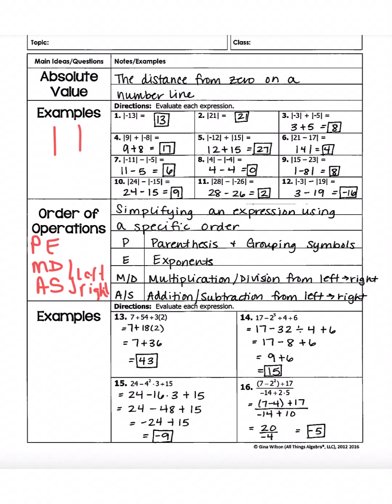Number 15. I'm going to do 24 minus 4 to the 2nd power times 3 plus 15. I see an exponent, which 4 to the 2nd power means 4 times 4, which is 16. Now I have subtraction, multiplication, and addition. So I'm going to multiply. 16 times 3 is 48, and it's negative. Then I have subtracting and adding. I subtract, I get negative 24 plus 15 is negative 9.